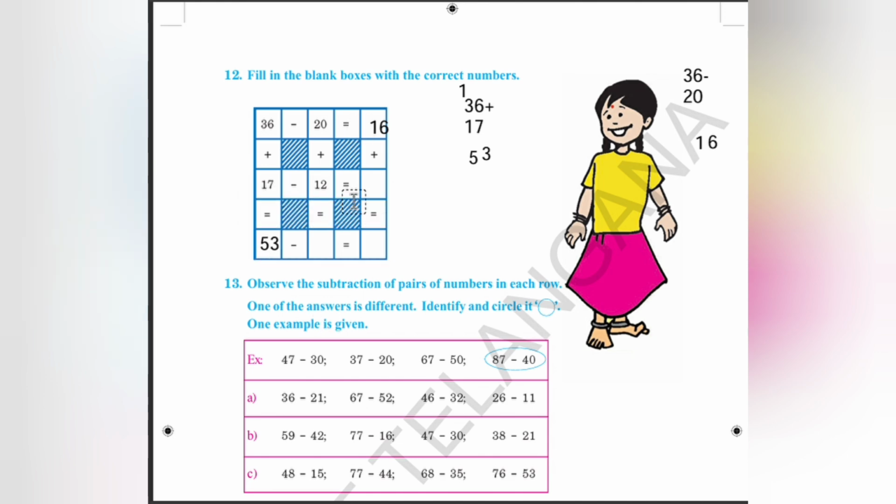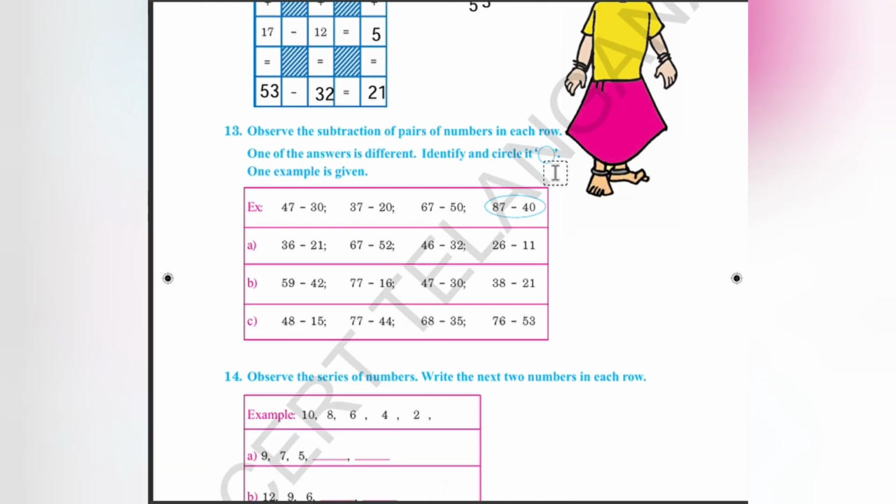Next, 17 minus 12. So 1 and 1 get cancelled. 7 minus 2 is 5. 16 plus 5 is 21. So write 21 here. 20 plus 12, 0 plus 2, 2, 2 plus 1, 3. So here is 32. 53 minus 32. 3 minus 2, 1. 5 minus 3, 2. Okay.